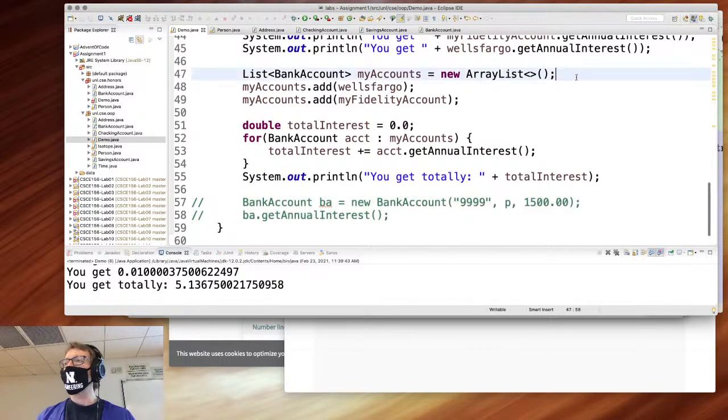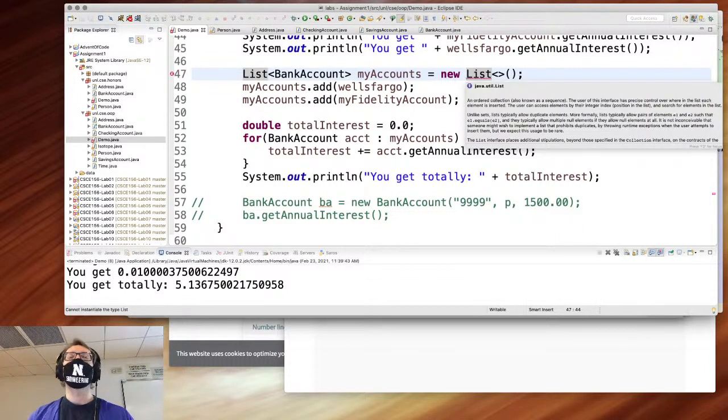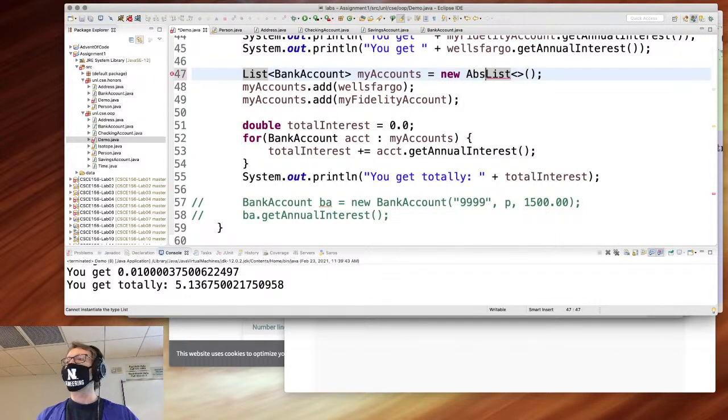If I wanted to create an actual list, let me go ahead and just do it like this. I can't create a new list because that list is abstract. That's an idea of a list. I can't create an abstract list, right? Because it's abstract.